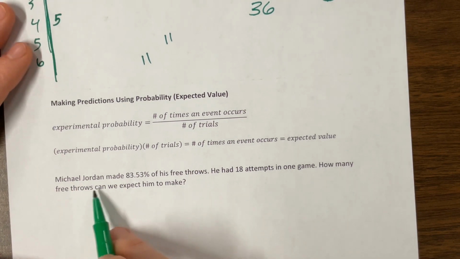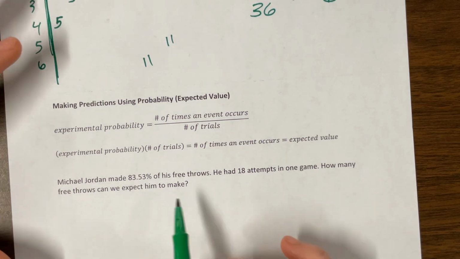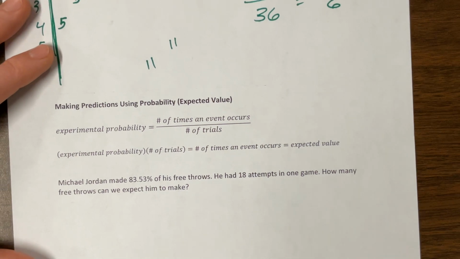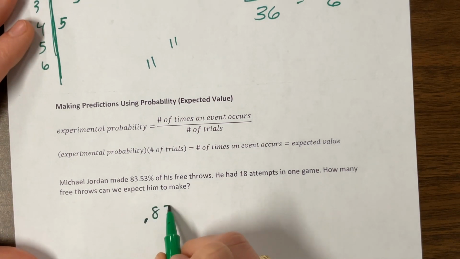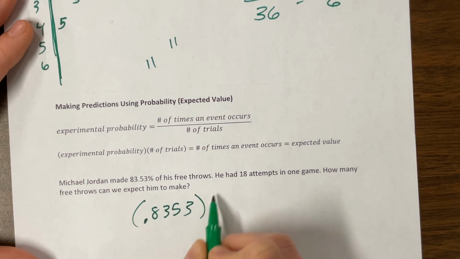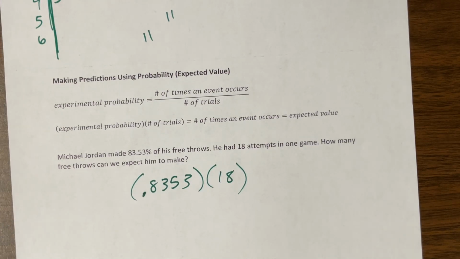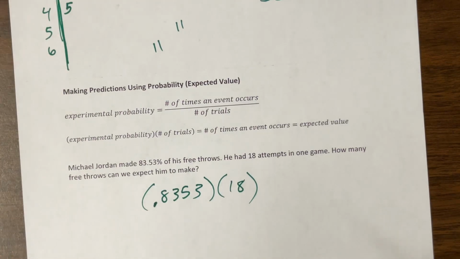So if it tells us Michael Jordan made 83-ish% of his free throws, if he had 18 attempts, how many can we expect that he would make? Well, this becomes 0.8353 times 18. And as in the last video, I'm too lazy to go find a calculator, but plug this in your calculator and then we can use that to figure out how many free throws we expect him to make.